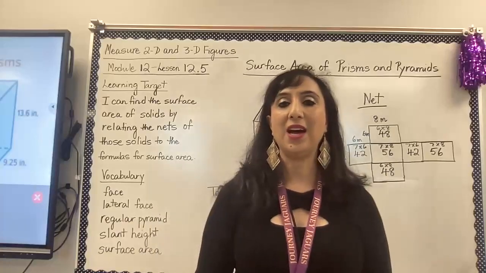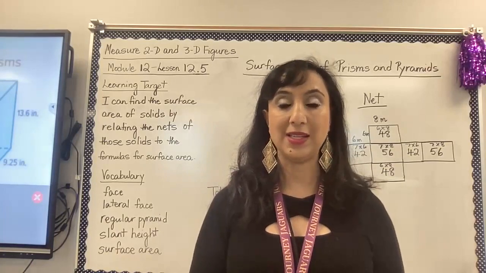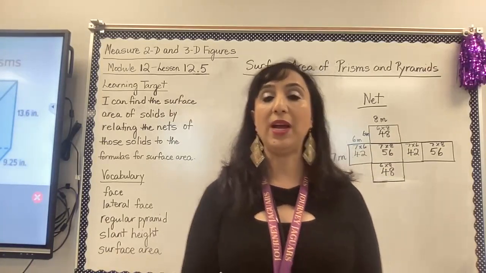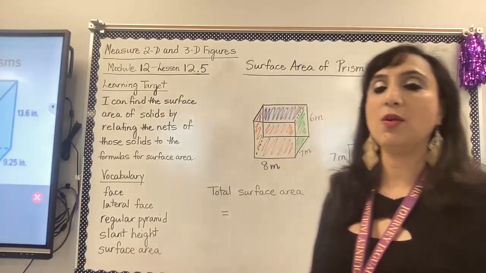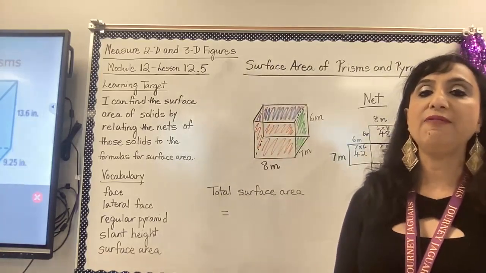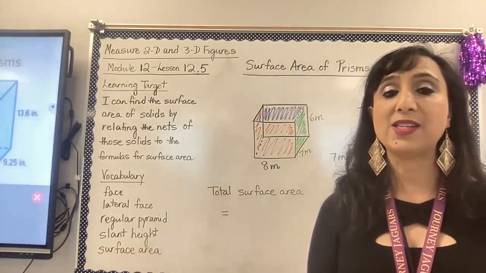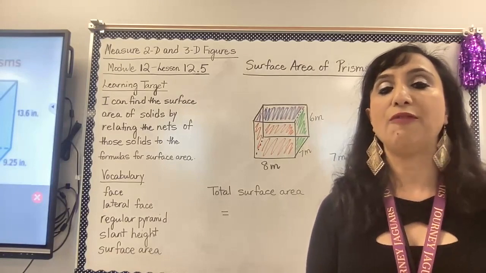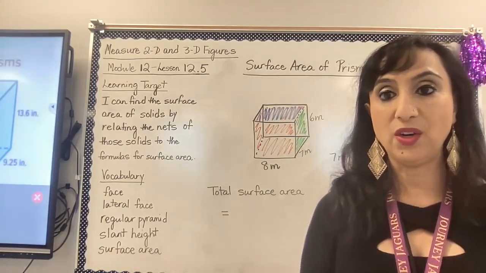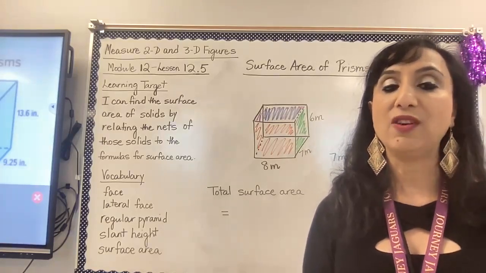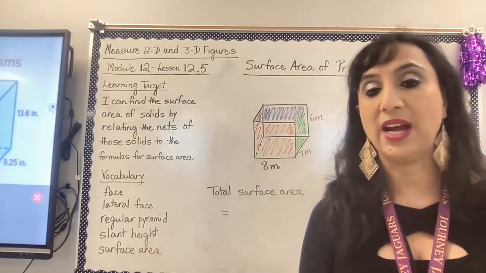All right, so next part of our lesson in measuring 2D and 3D figures, lesson 12.5. And we are going to be learning about surface area of prisms and pyramids today. So our learning target: I can find the surface area of solids by relating the nets of these solids to the formulas for surface area. And the vocabulary that we are going to learn today: face, lateral face, regular pyramid, slant height, and surface area.